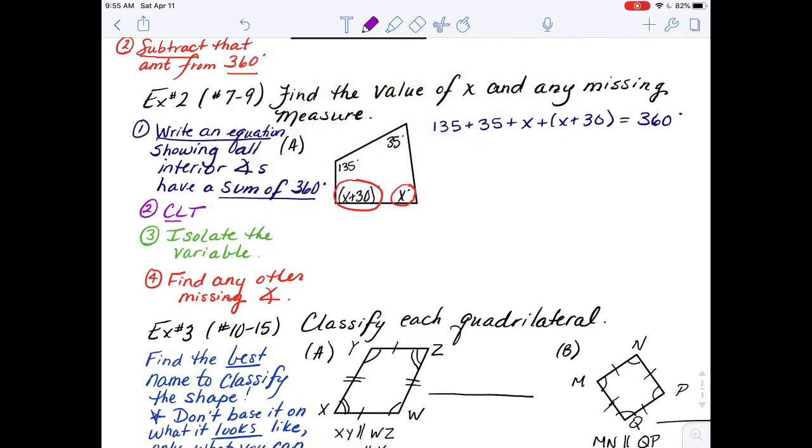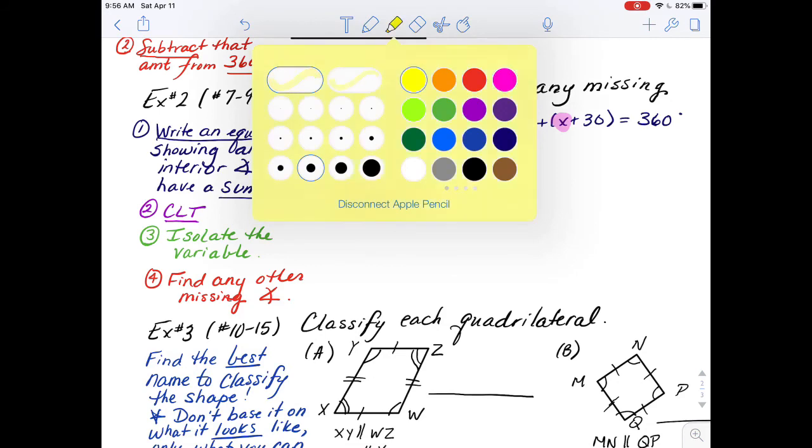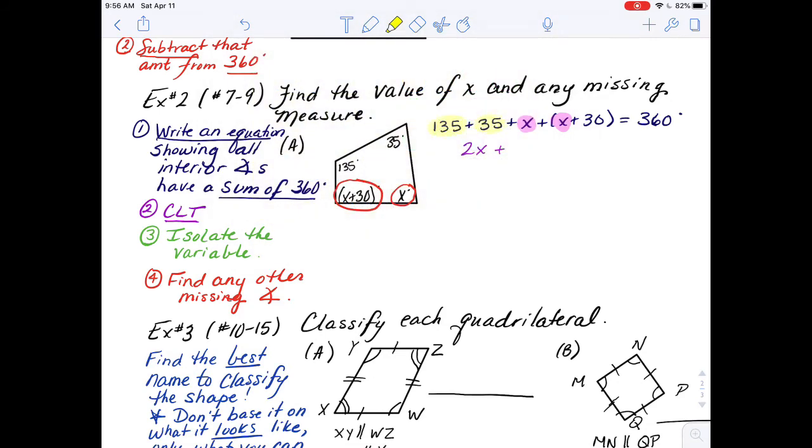Now, if I can combine like terms, which we've done many times before, put all my variables together that are the same, that's going to give me 2x. And now add that with my combining like terms of my constants. And when I add 135 and 35, it's 170 plus 30 is 200. That's going to give me still my 360. And now I'm going to isolate the variable.